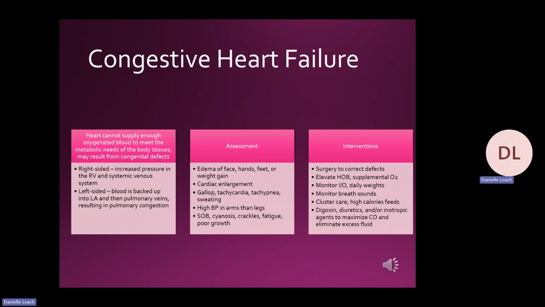Interventions, if they do have a congenital defect, then of course surgery or cardiac catheterization procedure to correct it. Elevating the head of the bed and giving them supplemental O2 if needed. Monitoring their intake and output, daily weights, listening to their breath sounds to see if we hear things like crackles. Clustering their care to allow periods for rest. High calorie feeds. They could be on medications like digoxin, diuretics, inotropic agents to maximize cardiac output and eliminate any excessive fluid.